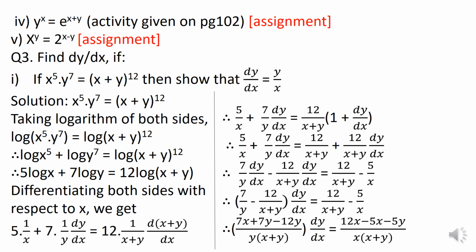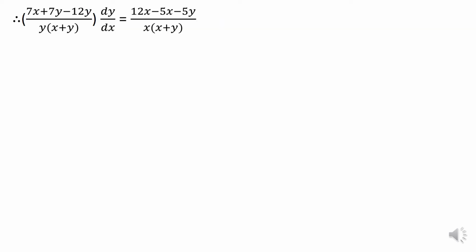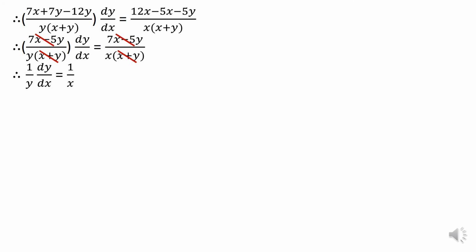In the next step, see carefully, we have cross multiplied and made the denominators equal. So thus we get this particular term on the LHS as well as on the RHS. Look at it very carefully. Thus we get the next step here by solving the brackets on the LHS and the RHS. We cancel the common terms. And we get 1 upon y dy by dx is equal to 1 upon x. Thus dy by dx becomes y upon x.